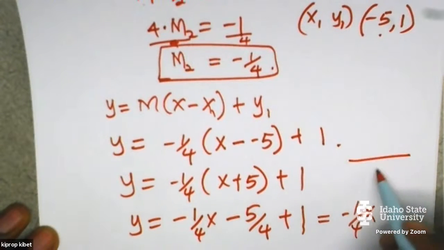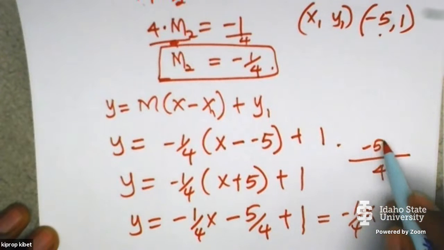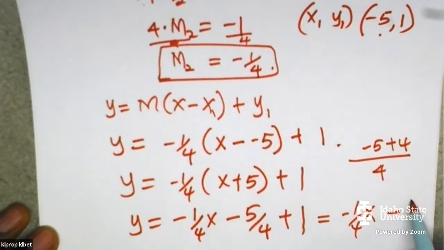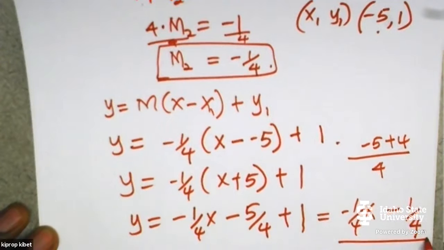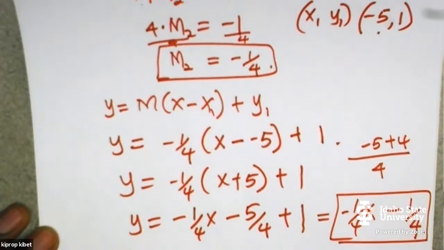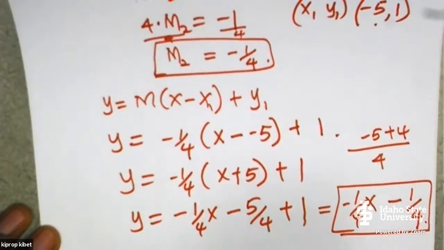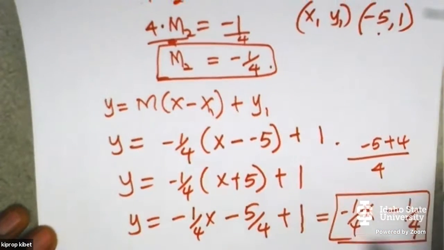And this is equal to -1/4x. The LCM there is 4, so minus 5 plus 4. What do you get? -1 over 4. So minus 1 over 4, and that is the final solution. That is the equation of the line which is perpendicular to the other one. Any question? Are we clear? Yes. Okay.